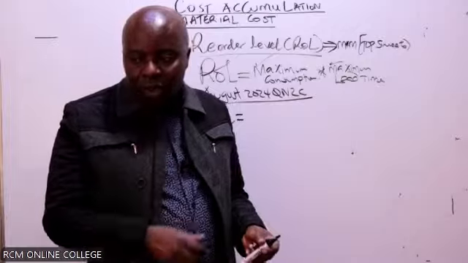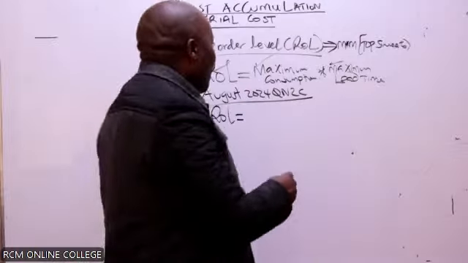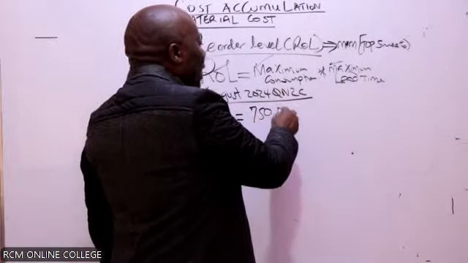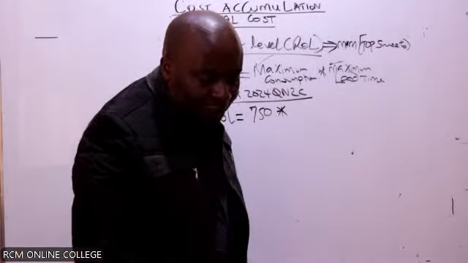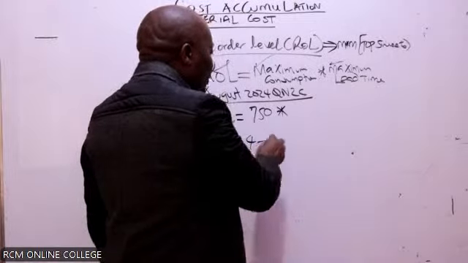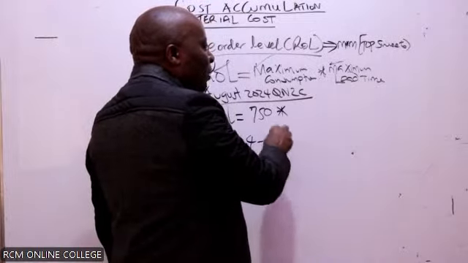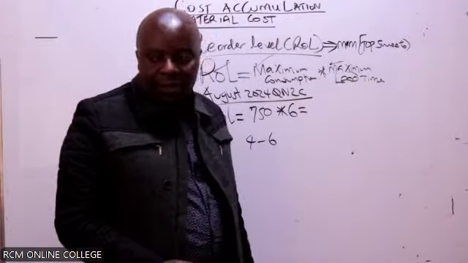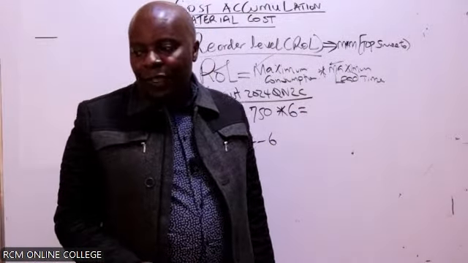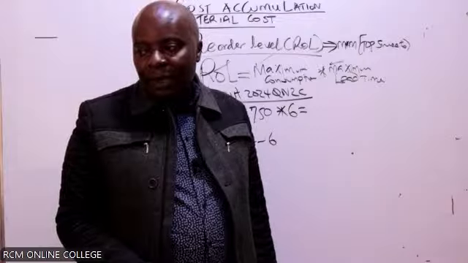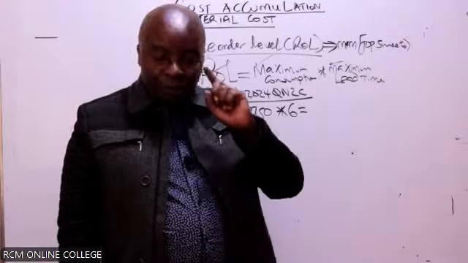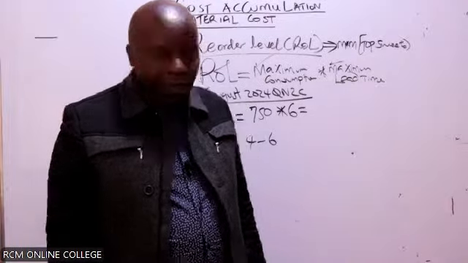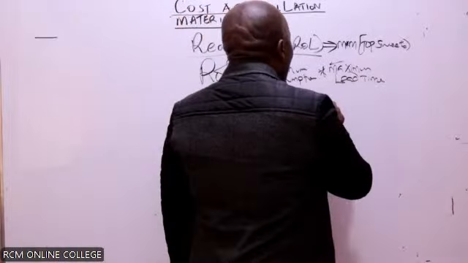According to Pius and Gathoni, maximum consumption is 750 times maximum lead time. The lead time given here is 4 to 6 weeks, so 6 is the maximum. So 750 times 6 will end up giving me what figure? This gives us 4,500 units.